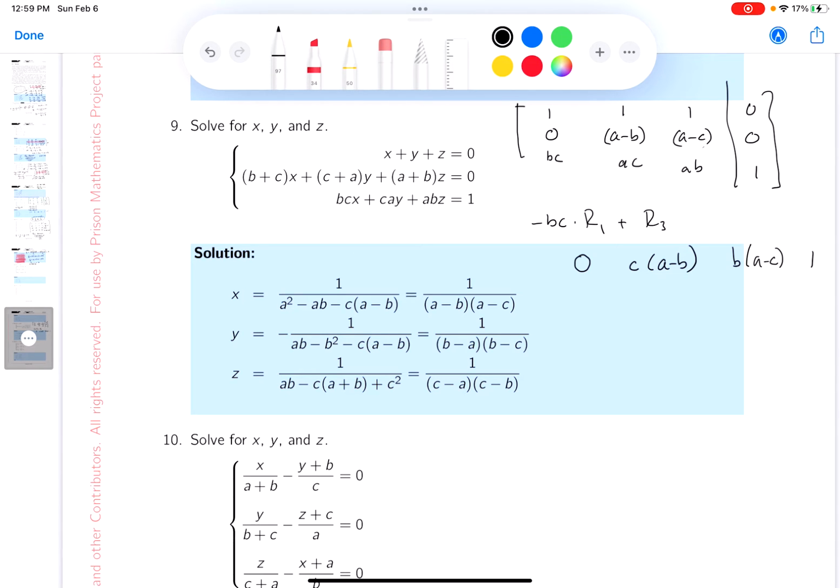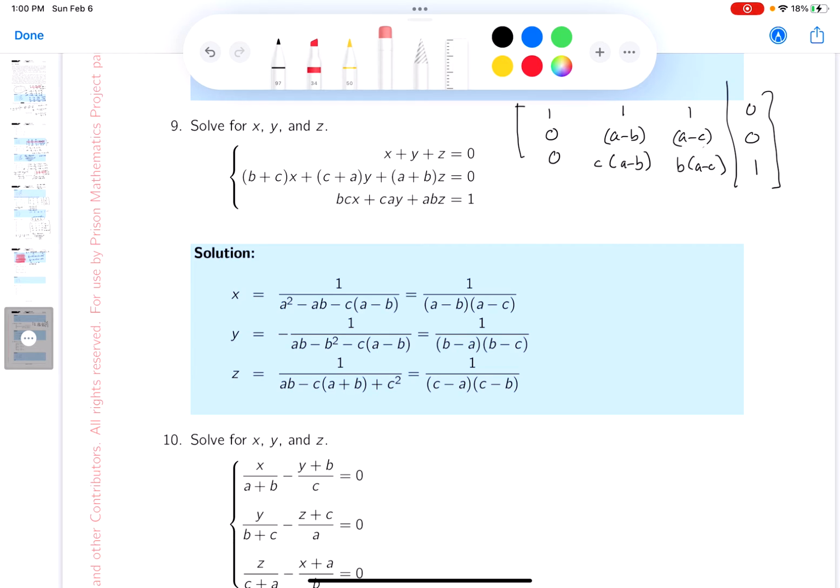Well, I'm going to write that down now. So that's going into row 3, right? And I'll write that down. And that's going to be 0, c times a minus b, b times a minus c, and I get a 1 there. Let me erase my work. And again, we're talking through this. If I were taking an exam, I wouldn't be erasing my work. I'd leave it there and just continue on the paper. We're just talking through this now.